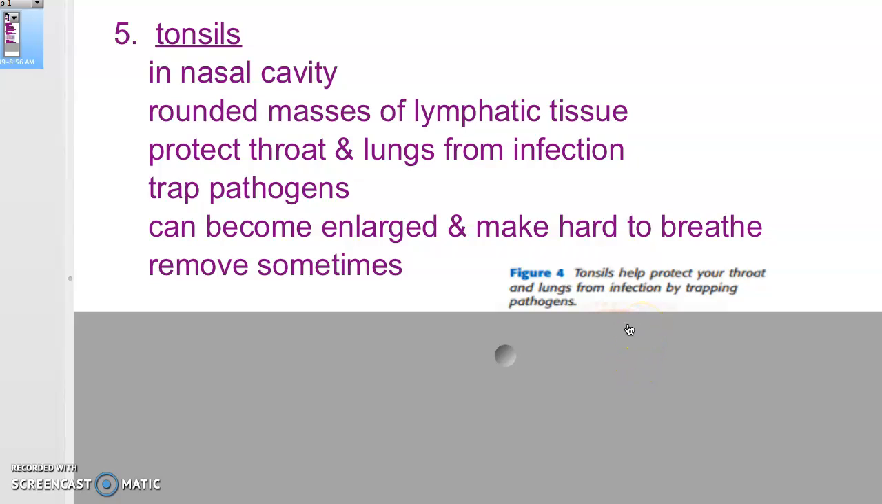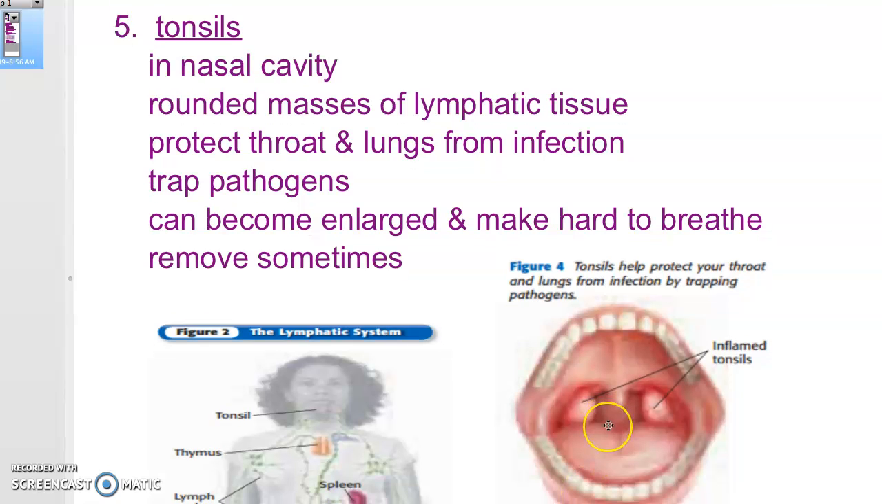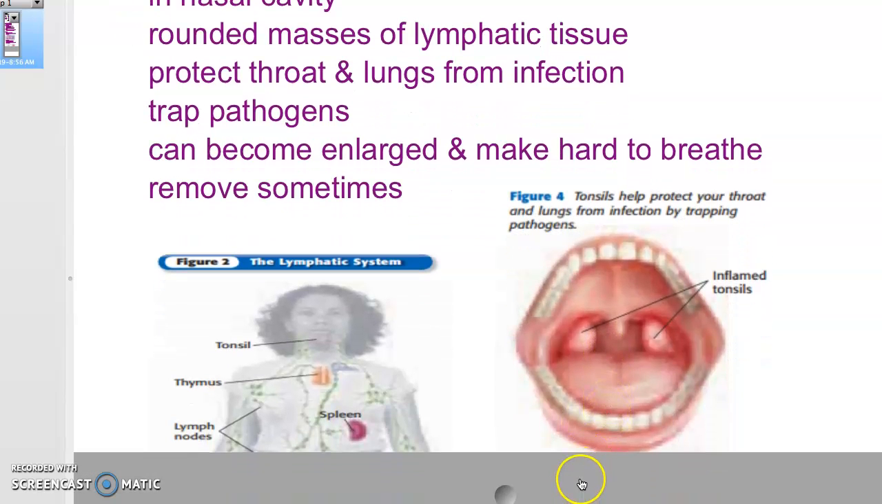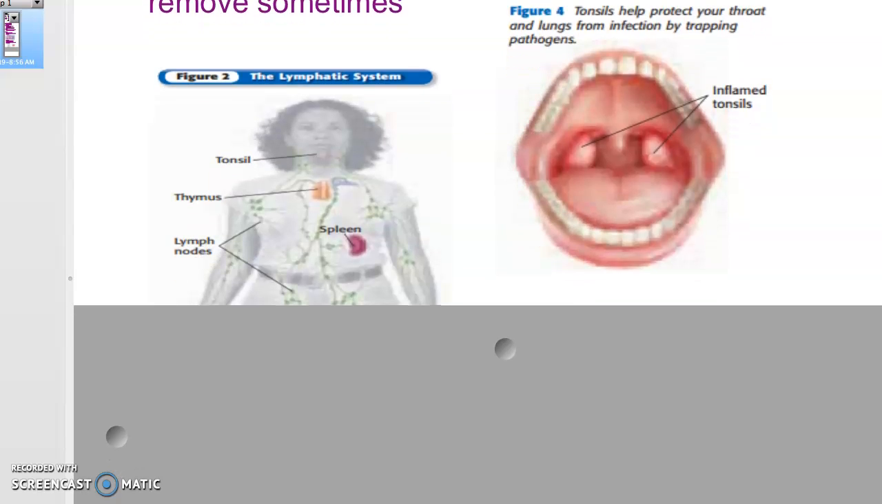So we remove them. But that's an area in your mouth, you look on that picture, figure 4 there, they help protect your throat and lungs from infection. They trap the pathogens, but sometimes it can be more of an issue than a help. So we get rid of them sometimes. We have them taken out.